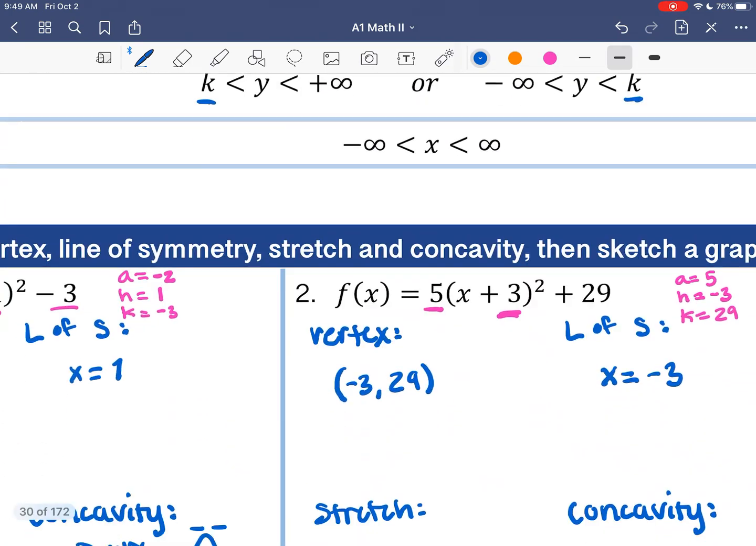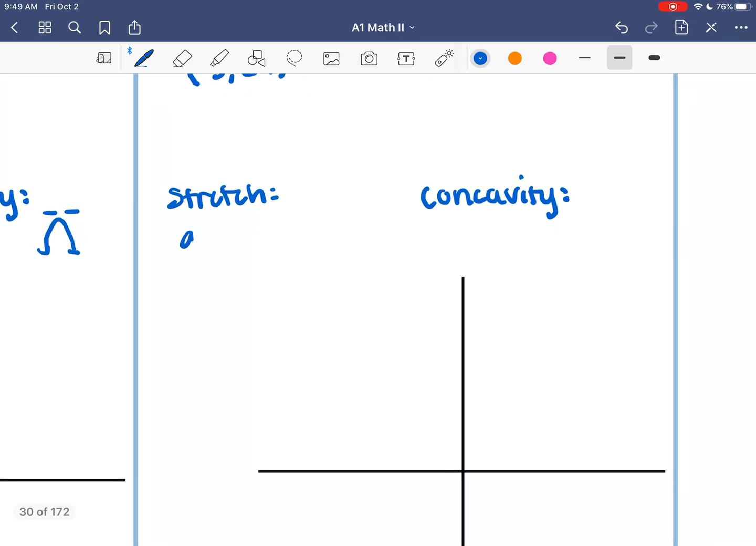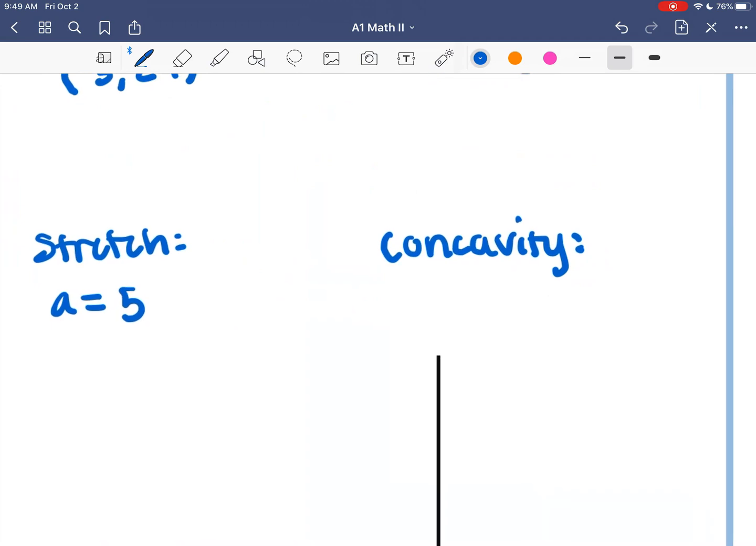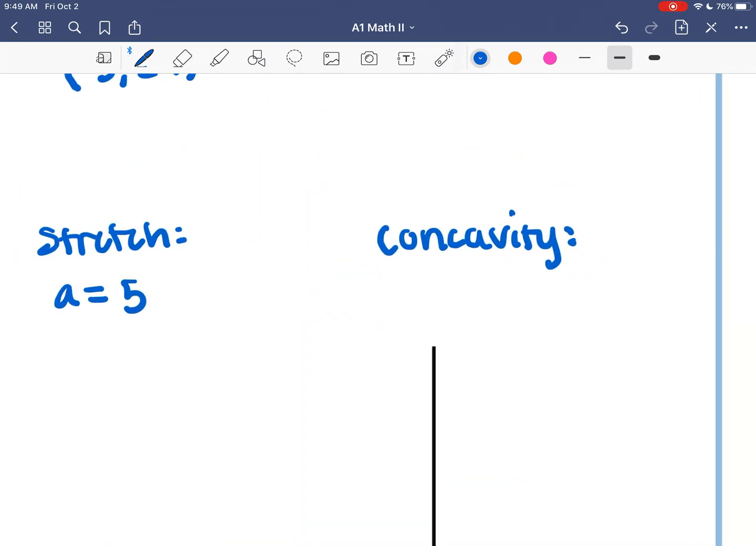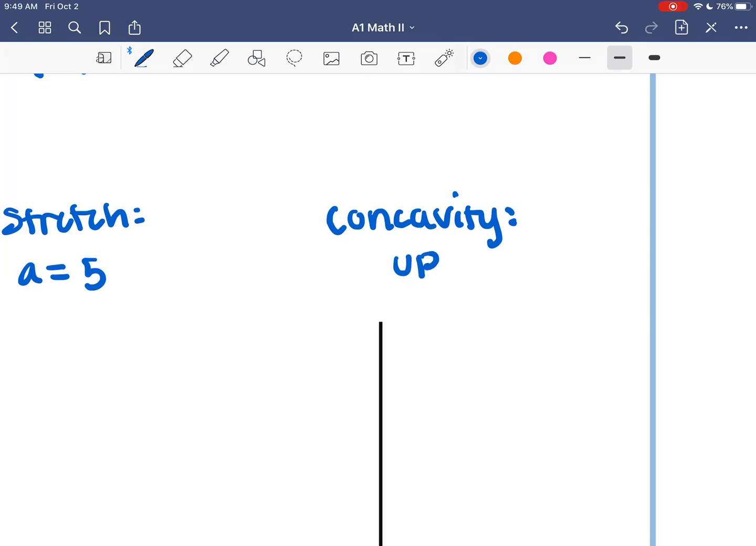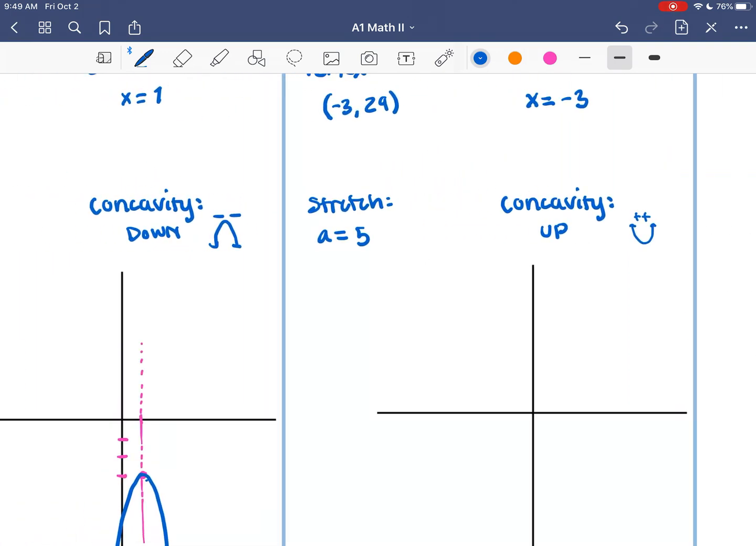So our stretch factor is just the a, so our stretch is 5. The concavity is, because a is a positive value, going to be concave up. There's a little smiley face, positive eyes.